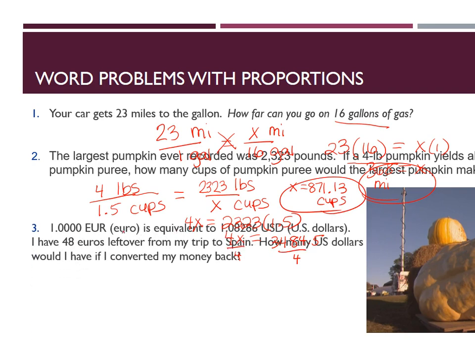Okay, here's another one. €1 is equivalent to 1.08286 US dollars. So we lose money if we go over to Europe, right? So things that are equivalent we can put into fractions. €1 is equivalent to 1.08286 US dollars. Now this is true, I had 48 euros left over, and I wanted to know how much money I could get in US dollars if I turn that into the bank.